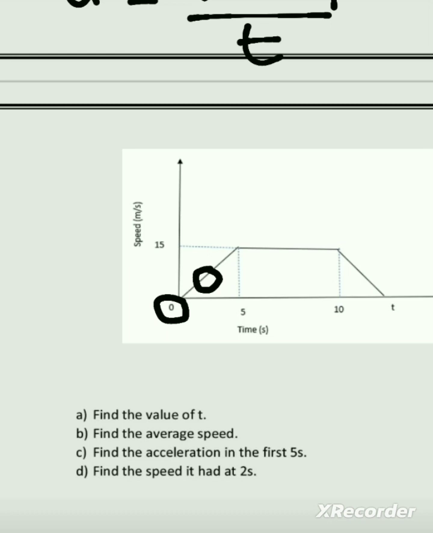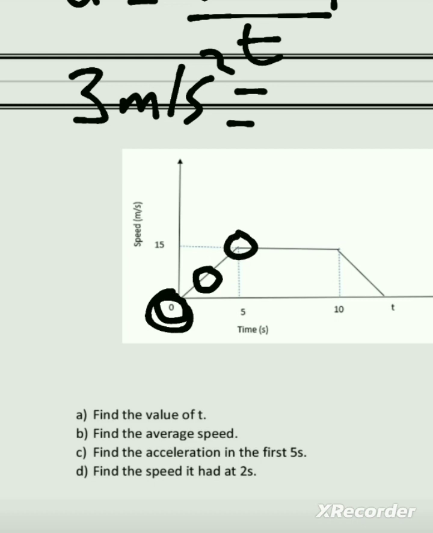Acceleration, we had found 3 meters per second squared between here and here. So here the acceleration is also 3 meters per second squared. That's how it works. In a nutshell, the acceleration here is the same as the acceleration here, which is the same as the acceleration there.